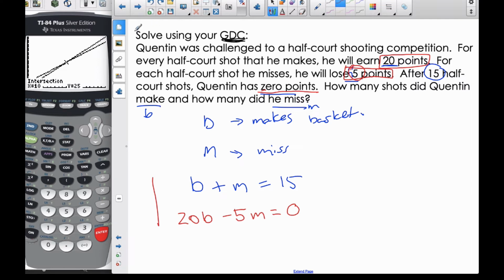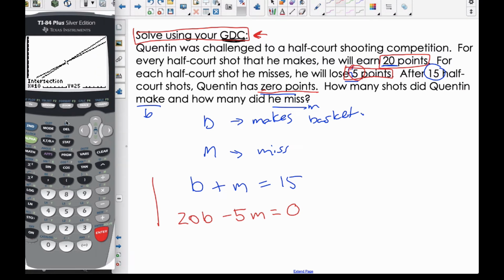Now it says I have to use my GDC, so it's not an option. It's easy algebra, though, too bad. They're not asking whether you know how to do it algebraically. They don't care. They want to know if you know how to use this lovely tool you have. Do you do simultaneous equations yet? Sometime around here. All right, let's take a look at this one.